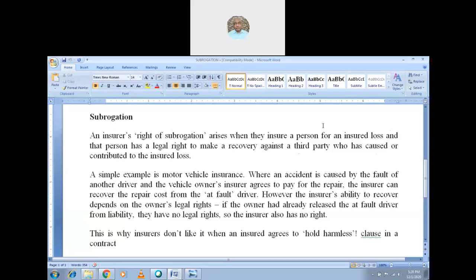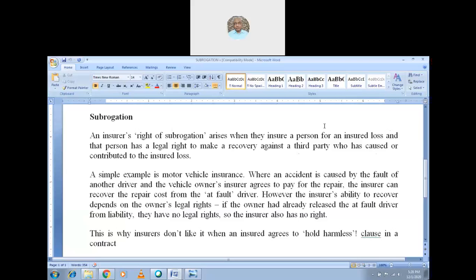So what are the owner's legal rights? If the vehicle owner had already released the at-fault driver, suppose the driver says, sir, I'm a poor man, I only have this job for my livelihood, and the mistake has happened. If the owner waives the claim against the at-fault driver from the liability, then they have no legal right. So the insurer also has no right.